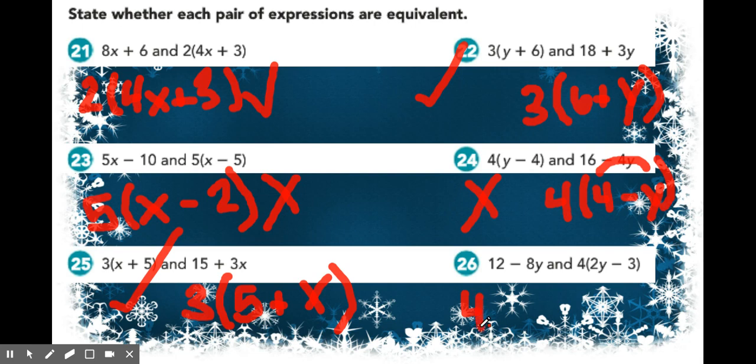Lastly, I have 12 minus 8y. I know I can factor out a 4. 4 goes into 12 3 times, minus 4 goes into 8y, 2y. When I take a look, we both factor out a 4, but the inside is flipped, and because I'm dealing with subtraction, order matters, so these are not equivalent.